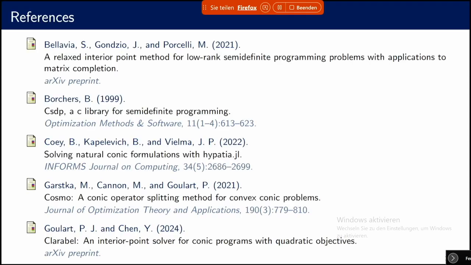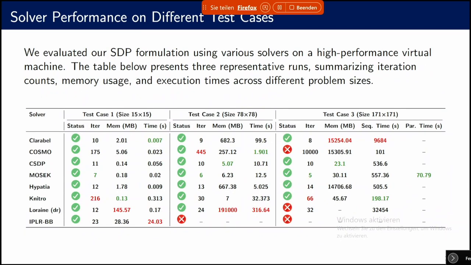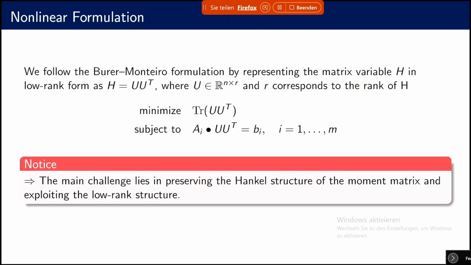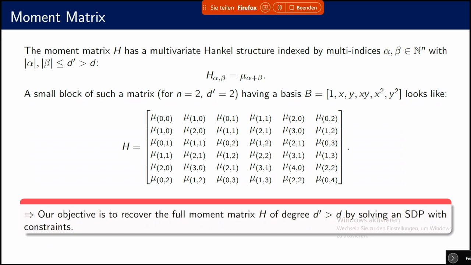You have a matrix, a Hankel matrix. You know some entries, and you want to complete it to a larger degree? Exactly. Or do you want to find the atoms? For now, up to this part, I'm going to complete this matrix. I mean, to use the SDP formulation to complete all the coefficients of this matrix.